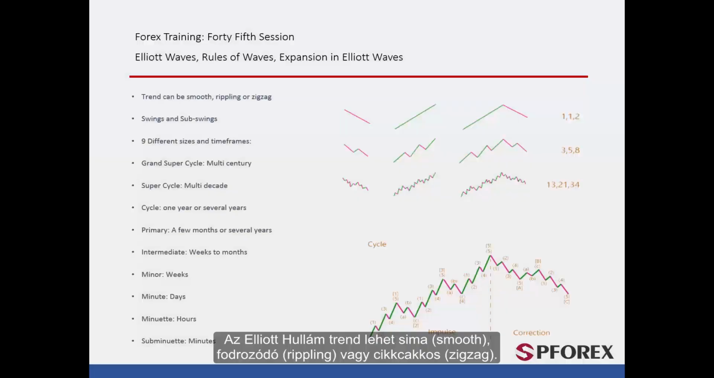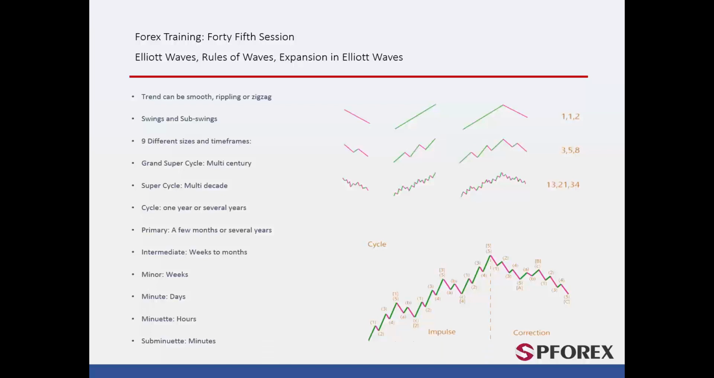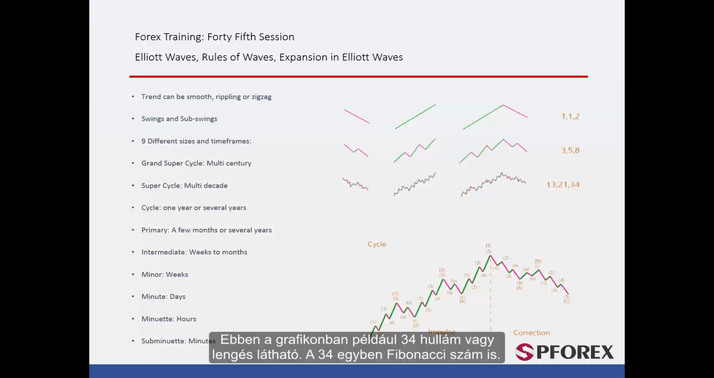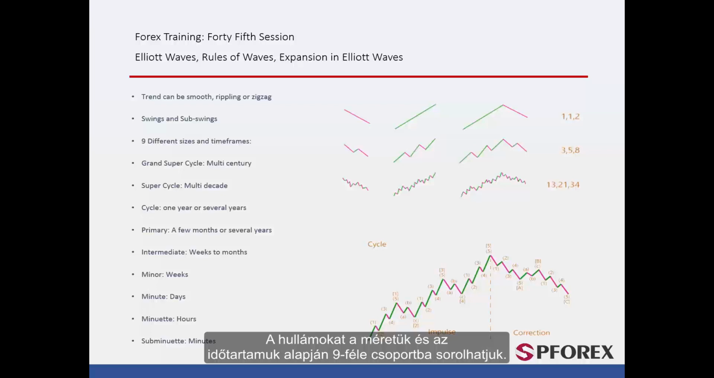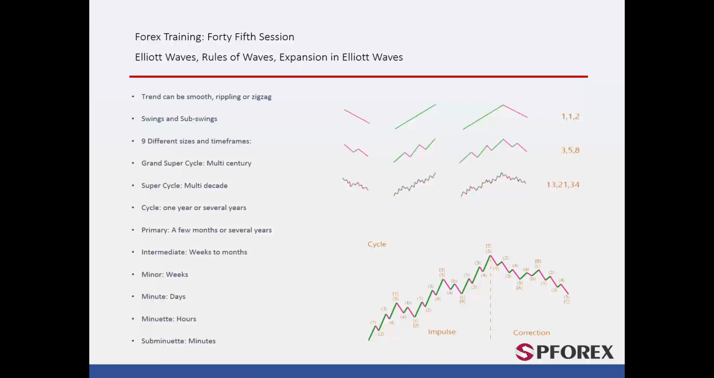Elliott waves trend can be smooth, rippling or a zigzag. Each swing can include an Elliott waves pattern in its structure. For instance, in this graph there are 34 swings. 34 is a Fibonacci number too. Swings can be classified into 9 categories on the basis of their size and time frame.